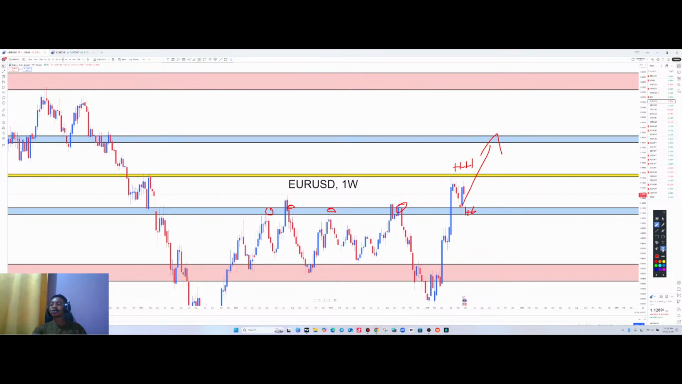And not only that, it has also given us a morning star candle confirmation, which means that there's more buy pressure available to move the market up. So this is my weekly explanation to you guys. And does it make sense? It does.